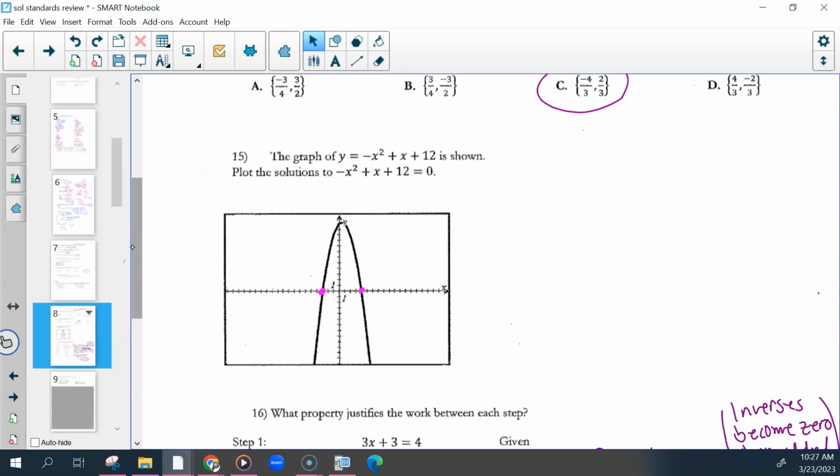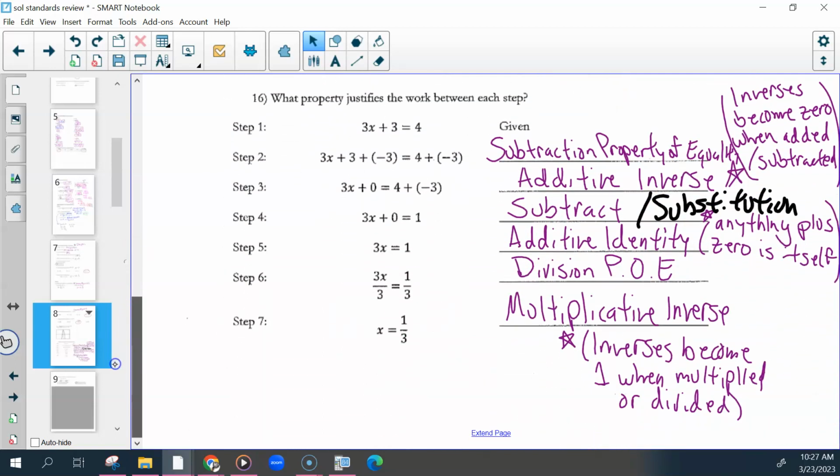16 was what were the steps for each. So I'll let you write that down. You don't have to write what's in parentheses, really just what's on the line. So between step 1 and step 2, subtraction property of equality, you can shorten that, subtract POE, because we subtracted on both sides. Between step 2 and step 3, additive inverse. So they canceled, or we had different signs that canceled. It became 0. Step 4, we actually subtracted, but the step would be substitution, because that's something we know.